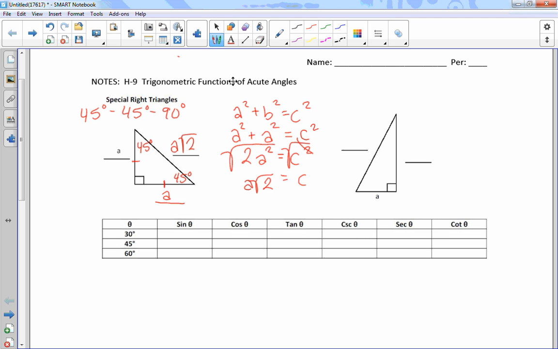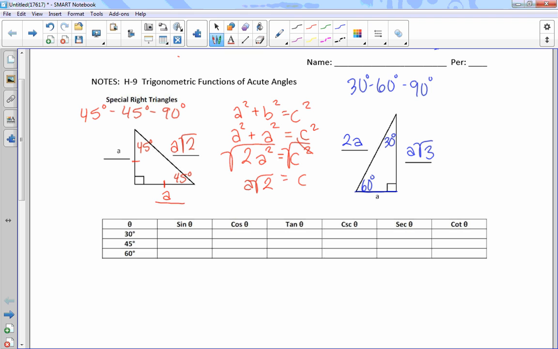The other one is a 30, 60, 90 triangle. I'm going to put 60 degrees down here on the bottom left, and up top, that will be our 30 degree. Okay, you can see opposite of the smallest angle, the 30 degree angle, is side length A. The hypotenuse of the 30, 60, 90 triangle is always twice that. And we can go through the Pythagorean theorem again, but we're not going to. But you'll find out that this missing side is A root 3.